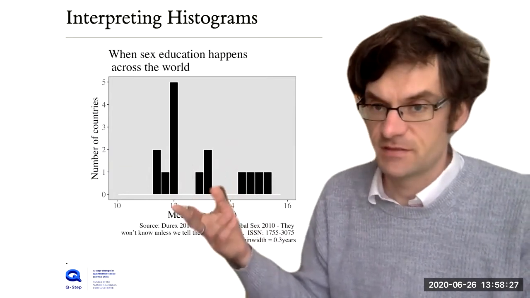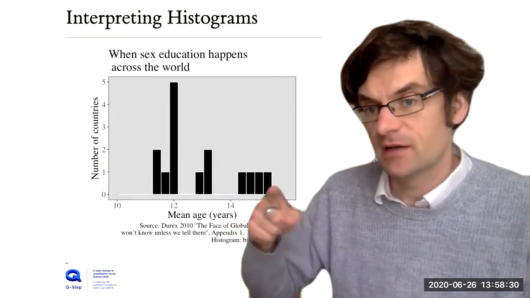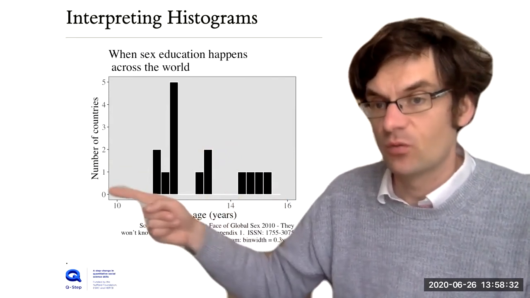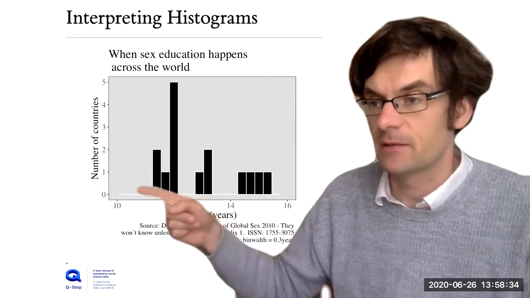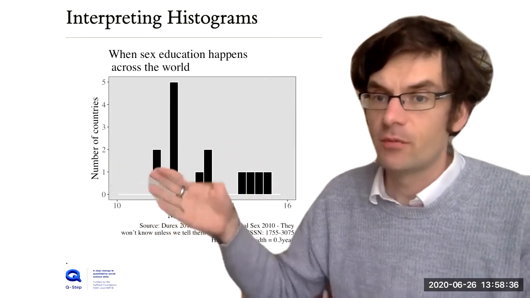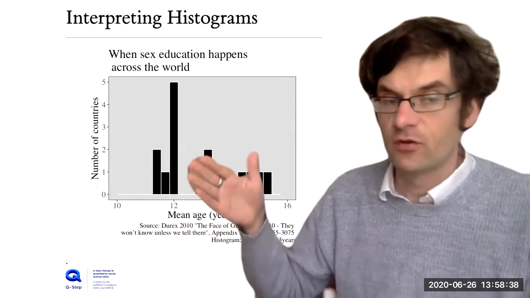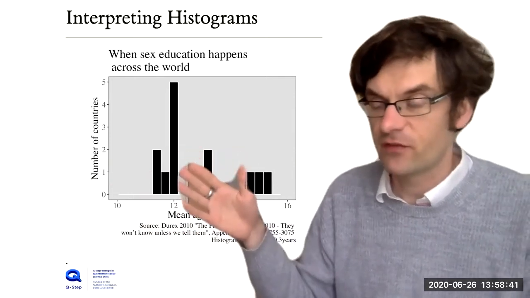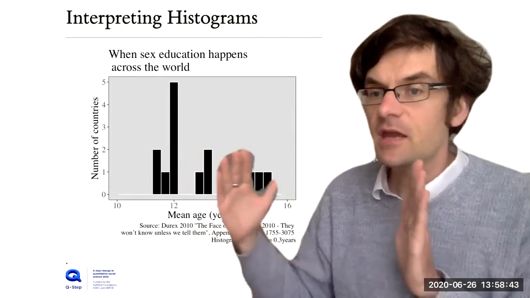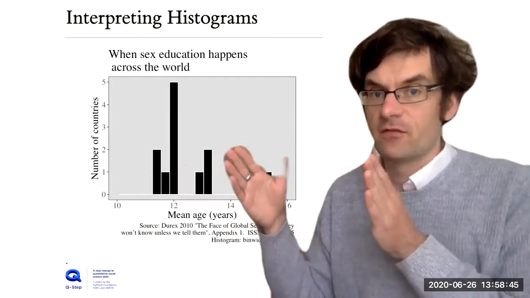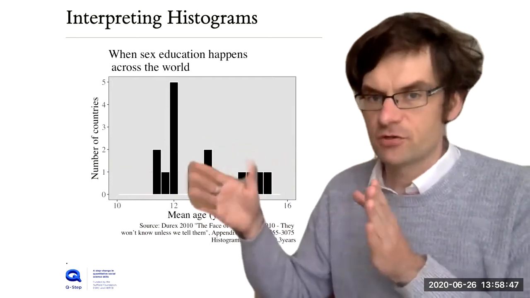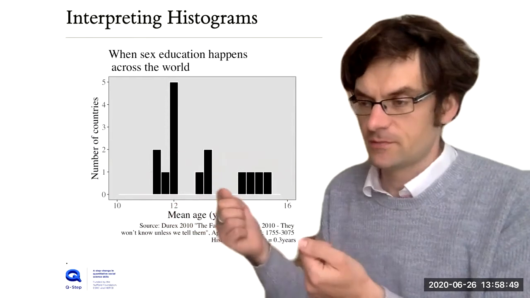in descriptive statistics. The second thing that we want to look at is the range. What are actually the values displayed here? They range from about 11 to about 15.5, 16. So these are the age ranges within which someone, on average in a country, receives sex education.